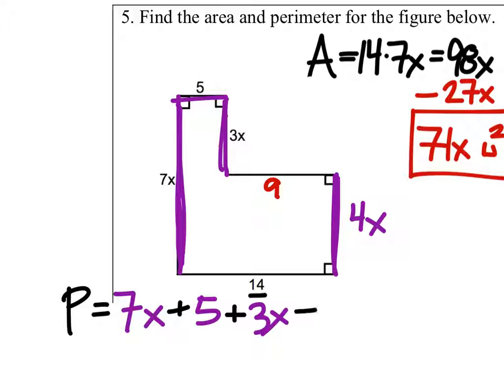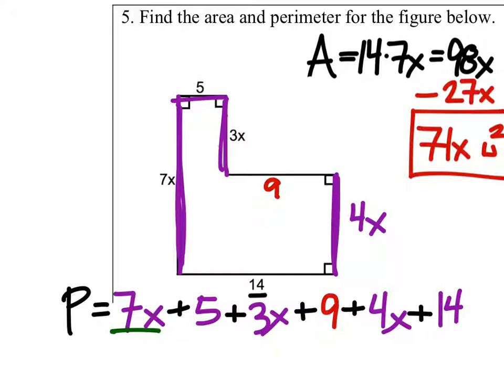Alright, now let's go ahead and add the 9x, and then I need to add this 4x. And then I'm on the bottom portion, so we're going to add 14. Now, this is a big expression. We can't combine x's and numbers. We can just combine x's with themselves. So let's go ahead and look at that.